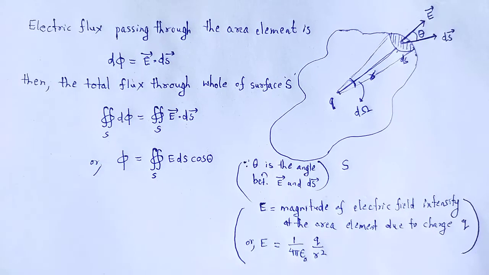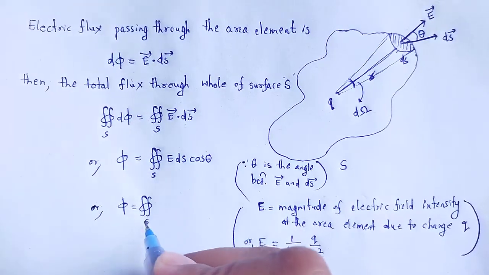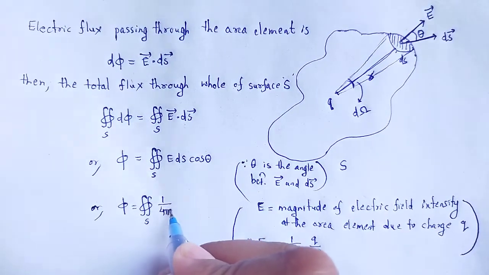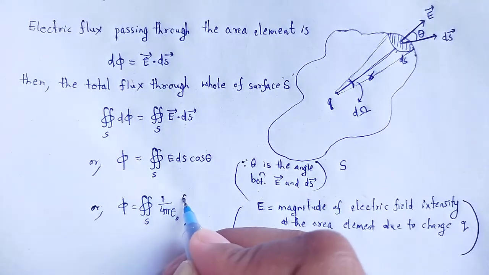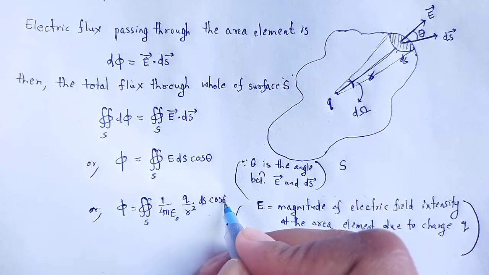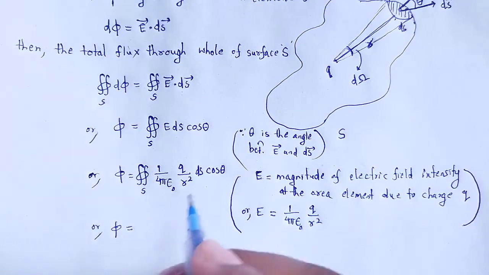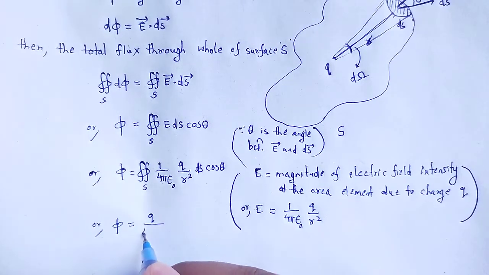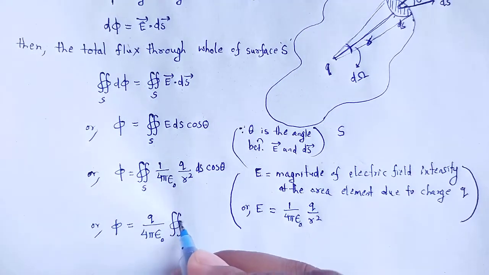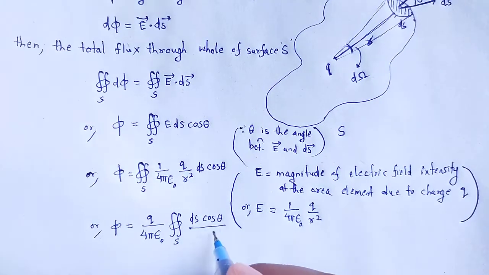Now we put that value here, so we have phi equal to the closed surface integral over S, in place of E we substitute 1 by 4 pi epsilon naught q divided by r square, ds cos theta. Or phi is equal to q divided by 4 pi epsilon naught, these are the constant terms outside, then the closed surface integral over S of ds cos theta divided by r square.